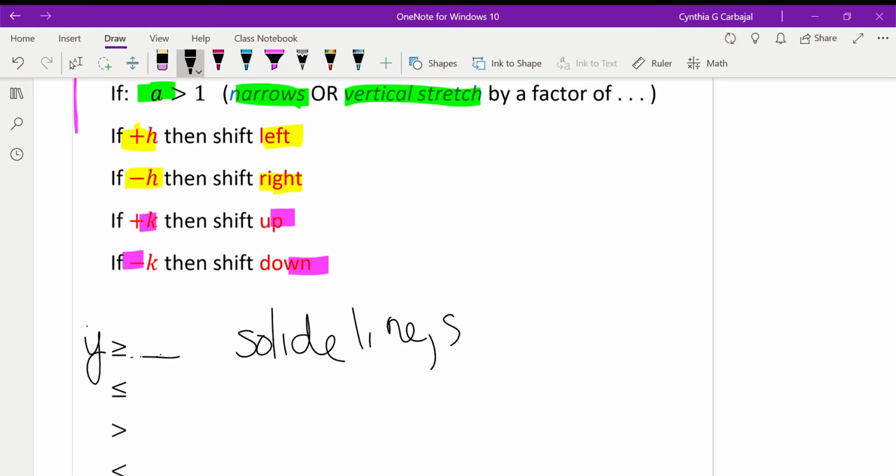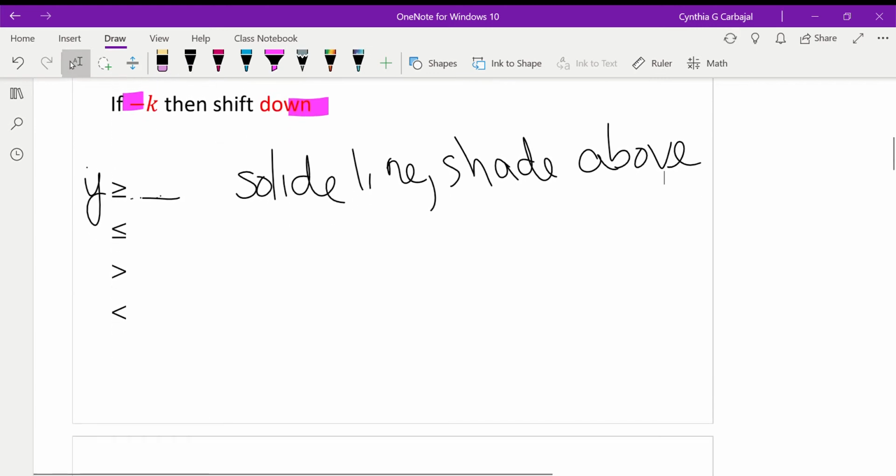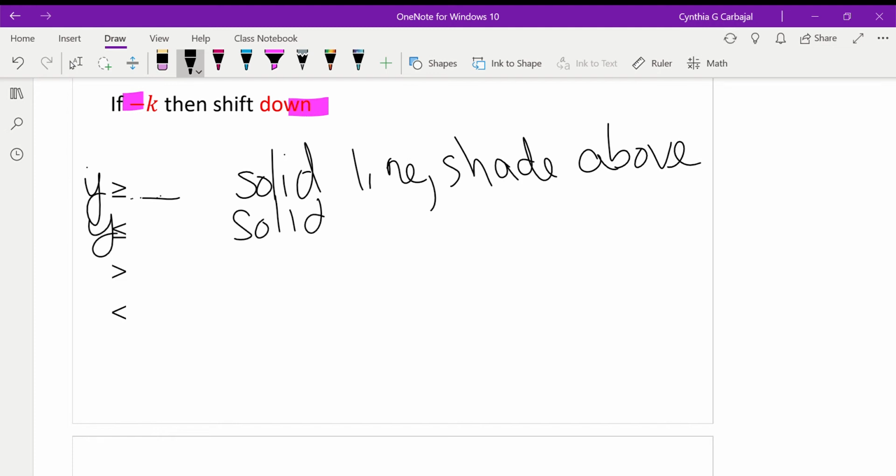And you're going to be shading above that function. And it makes sense because it is greater than, right? Greater than would be above. Now, if you have this next sign here, this is called the less than or equal to sign. Then it's no longer shade above, but shade below. But still a solid line because it has the equal to. Solid line because it has the equal to, but since now it's the less than sign, we're going to shade below.